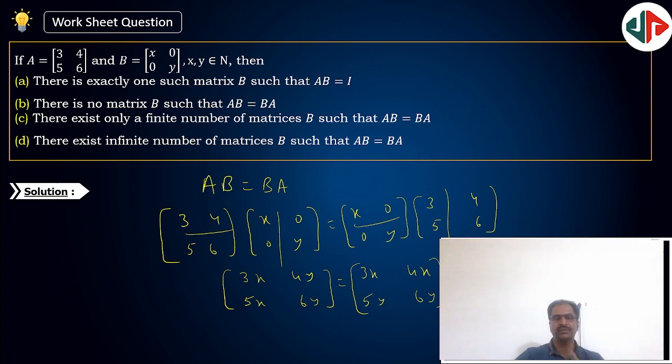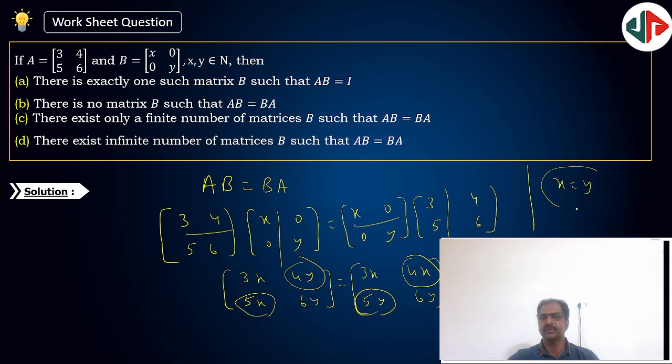Now these two are equal for how many values of x? 3x is equal to 3x for any value of x. 4y is equal to 5x is equal to 5y means x is equal to y. 4y is equal to 4x means x is equal to y. So from the given condition I got x is equal to y.